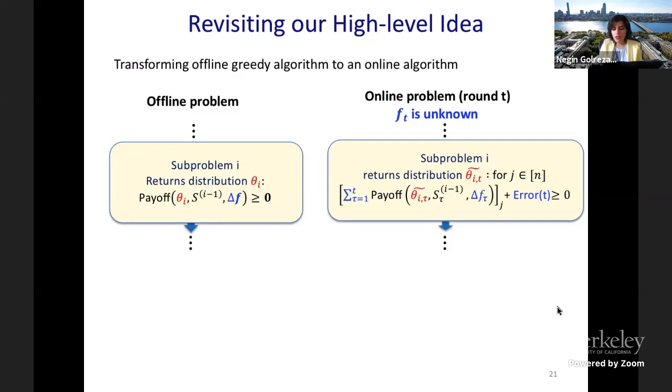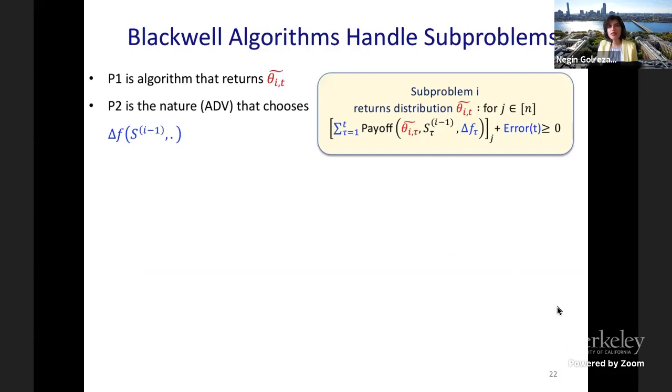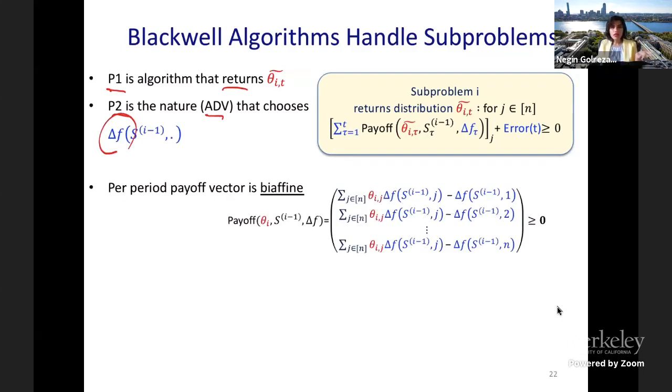Okay, so let me go back to our high-level idea. Remember, I wanted to make sure that the error of T is in the order of a square root T. The way I make this happen is by letting the AlgB algorithm, this Blackwell algorithm, handle every subproblem. If this is the case, I need to define a Blackwell game for every subproblem I, which is doable. Player P1 is going to be the algorithm. Player P2 is going to be the adversary, which returns the delta F. There is a payoff vector, which is biaffine because of the transformation I did, and that's the reward vector in the Blackwell game.